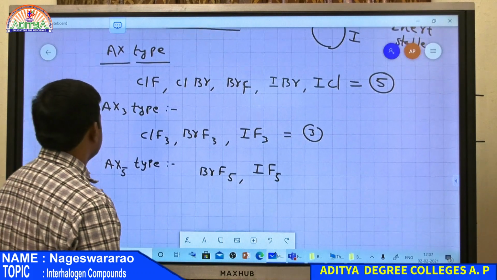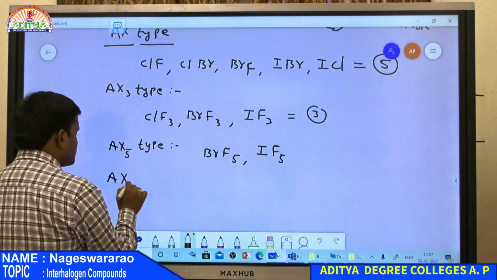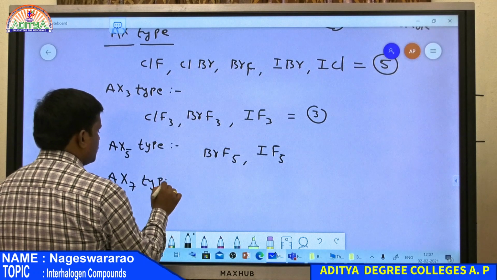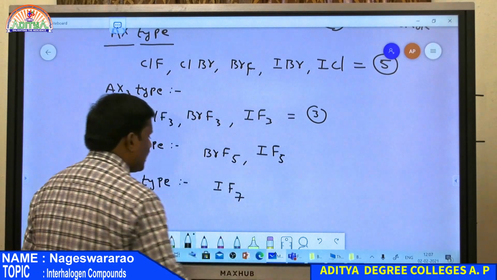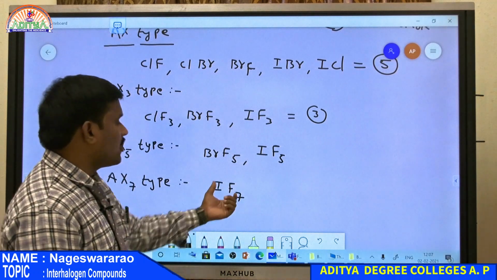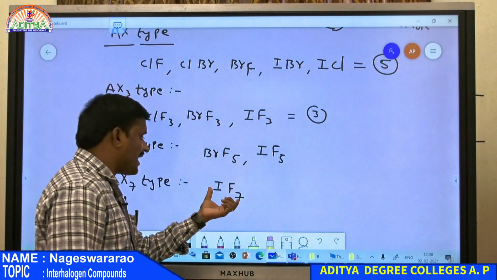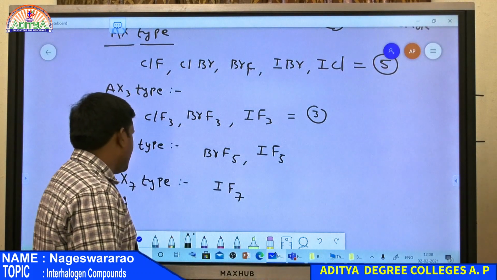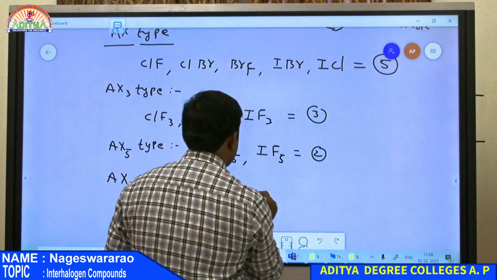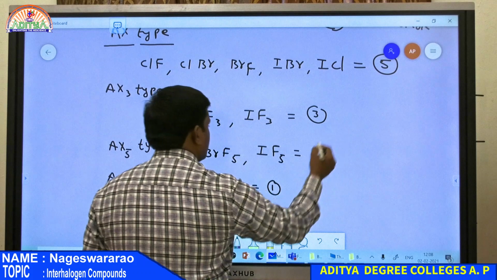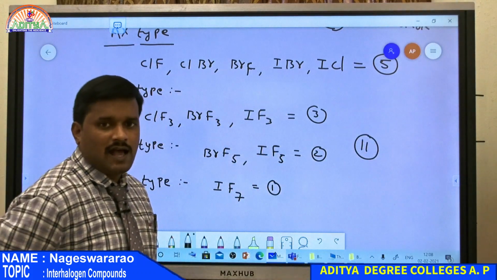And the last one is AX7 type. The one and only example for this type is IF7. Iodine forms up to 7 coordination number, so it has 7 bonds with fluorine. Therefore it is the interhalogen of AX7 type. So totally 5 plus 3 plus 2 plus 1 is equal to 11. So these are the important interhalogens among the halogen compounds.